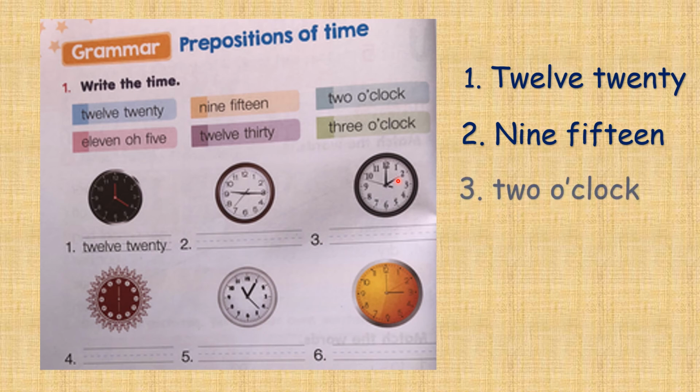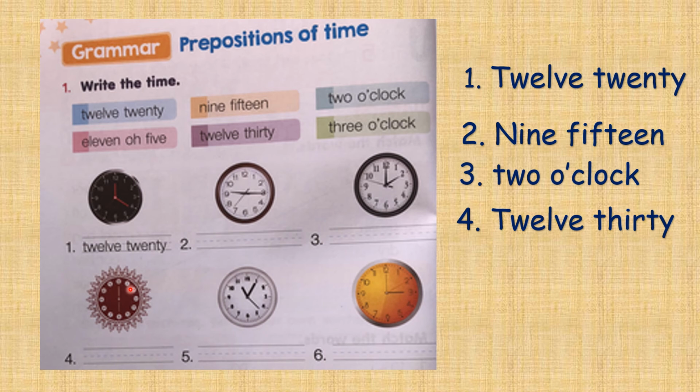Next, how about number 4? The shorthand is facing number 6, and then the other one is on 12. Or rather the shorthand is facing number 12, and the minute hand is facing number 6. That means this is 12:30.